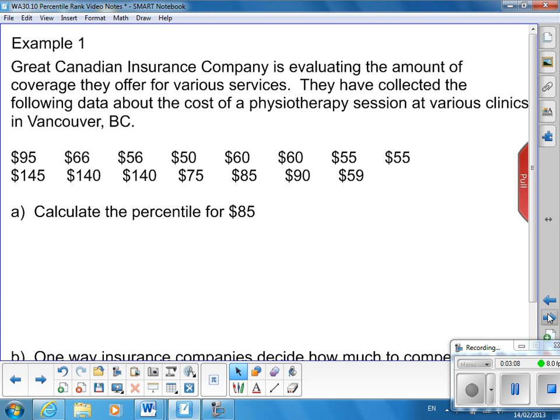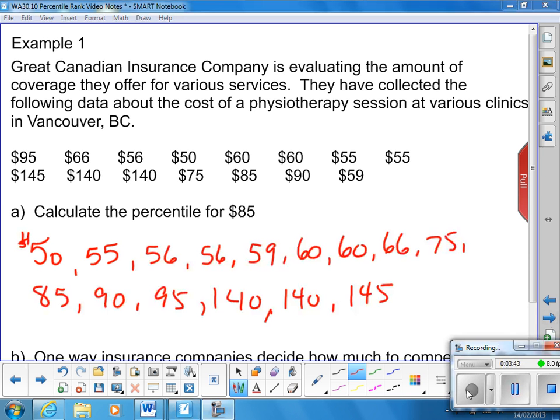All right, so the Great Canadian Insurance Company is evaluating the amount of coverage they offer for various services. They have collected the following data about the cost of physiotherapy sessions at various clinics. Calculate the percentile for $85. So what we would do is order these from least to most, and I'm just going to pause the video for a second and write these down. So I want you to order them from least value to most value.